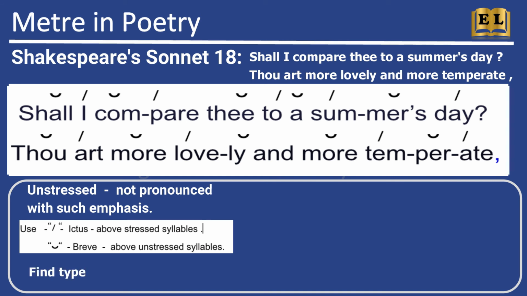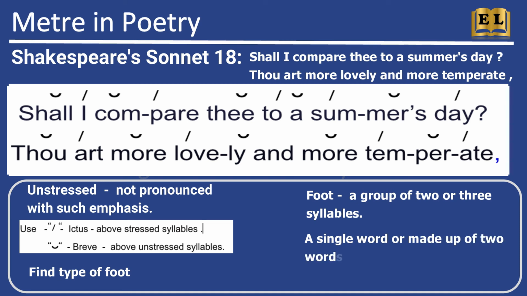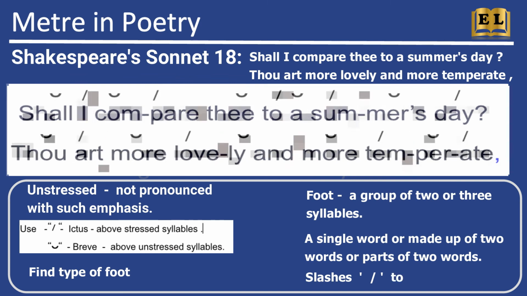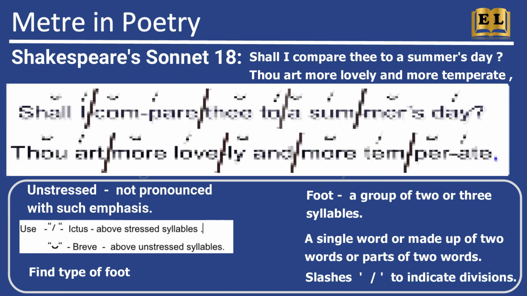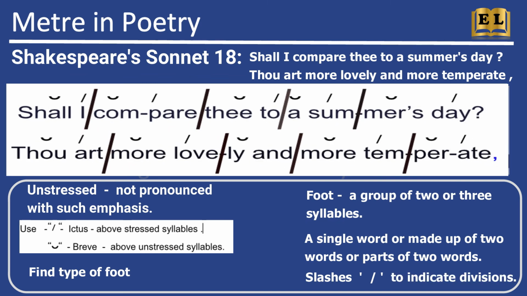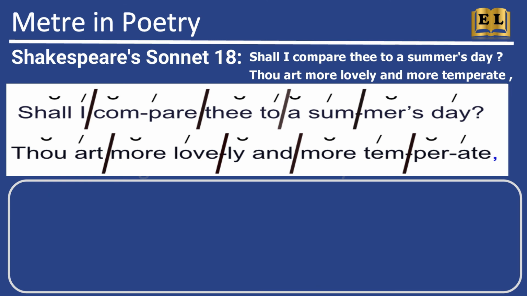Next we have to find the type of foot. A foot is a group of 2 or 3 syllables. A foot may be a single word or may be made up of 2 words or even parts of 2 words. We can use slashes to indicate divisions between feet. Let's find out the pattern of stressed and unstressed syllables in these lines.